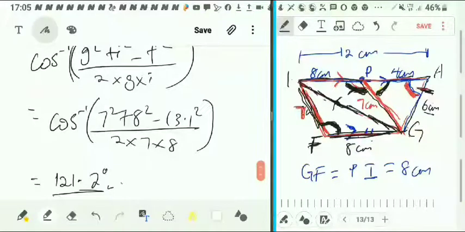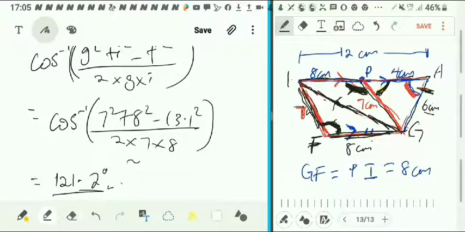Okay? Your answer here should tally with the answer that you got here, because the opposite angles of a parallelogram are equal. So if this angle is equal, this one must be equal to this one. If you are getting something approximate, like in my own case, my calculator is giving me 121.6 degrees now.